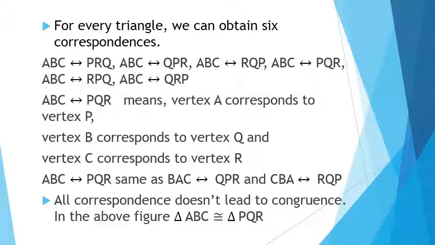All correspondences do not lead to congruence. In the above figure, triangle ABC is congruent to triangle PQR. That is why I am telling you, children, to make 2 triangles of the same shape and size. One you can name ABC, another you can name PQR. Now in the above we have written all 6 correspondences; like that you can keep the vertices properly and check whether they are congruent or not.